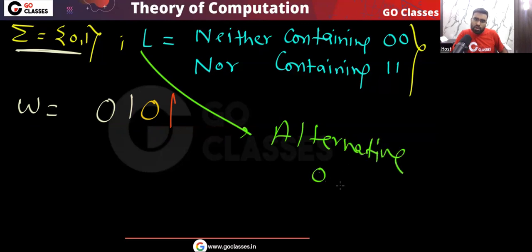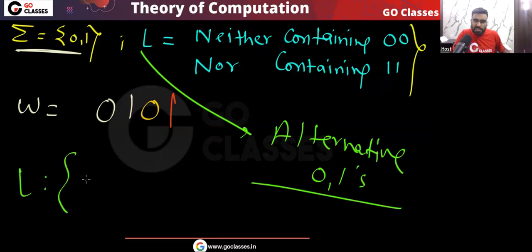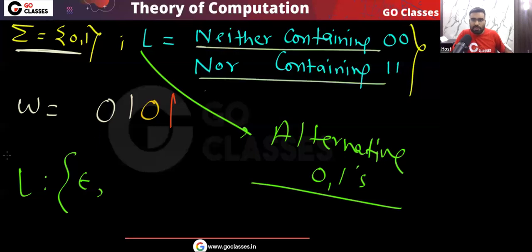I have alternating 0s and 1s. It will be like this. In this language, I have this type of strings. I have the empty string, because the empty string doesn't have 0 0 and doesn't have 1 1. So there will be the empty string.